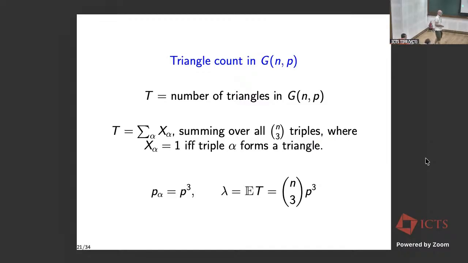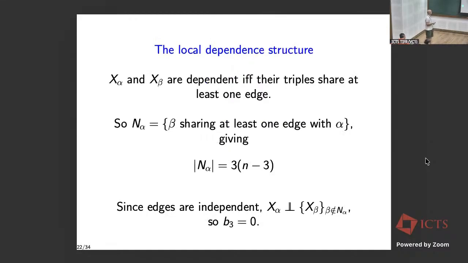What do we need to evaluate for this bound? Well, we need to first define the dependence structure. So x alpha, x beta are dependent if and only if their triples share at least 1 edge. Of course, if they share 2 edges, they also share the 3rd edge. It's the same triangle. So the only non-trivial dependence you can have is that you have one triangle, another triangle sharing exactly 1 edge. And we saw that yesterday, the number of neighbors that each alpha has is 3n minus 3. We saw that was the D yesterday. That's the same here.